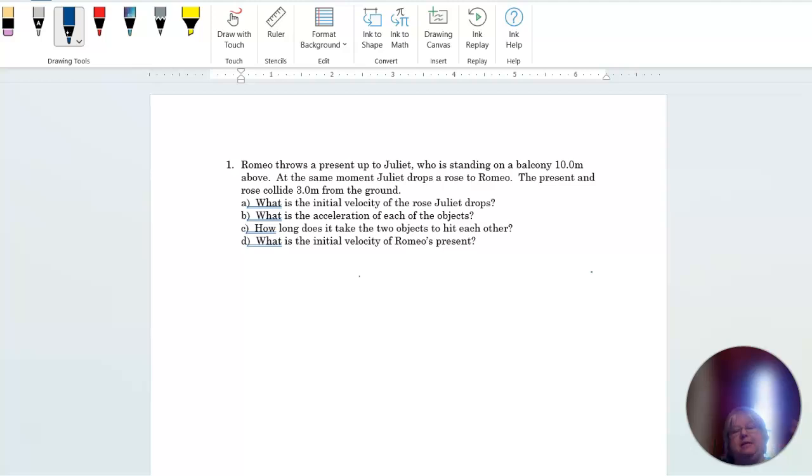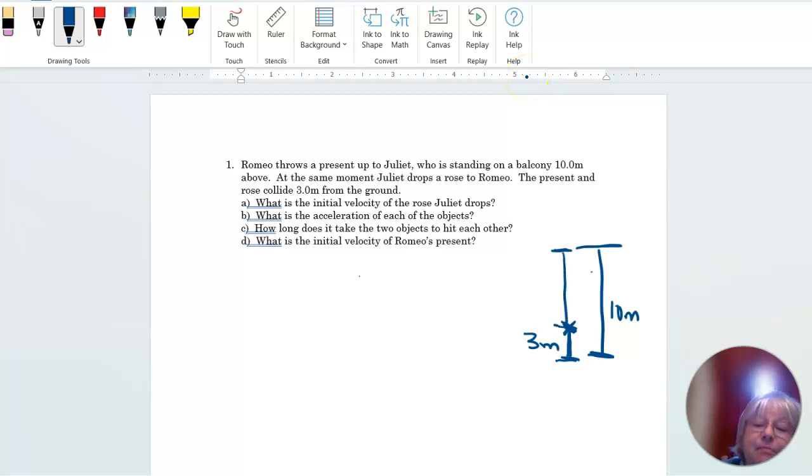So before I do anything, I want to draw a little picture of what's going on. And it's going to be very simplistic. Okay, so here's the balcony. Balcony is 10 meters from the ground. The present rises 3 meters. They collide at that point.